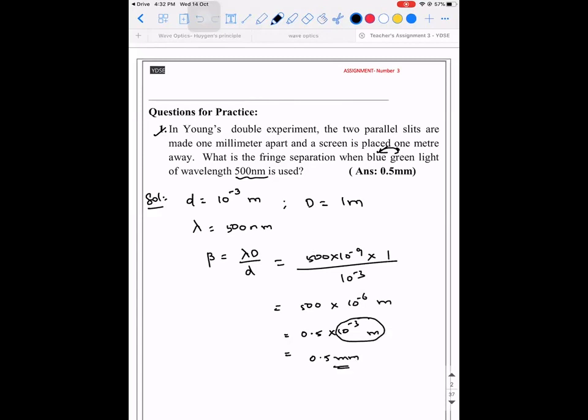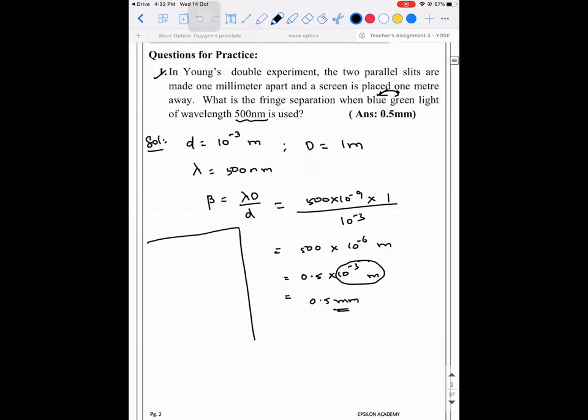Some more important points: in this question they have asked fringe width, but in different questions they might ask you different parameters. If the question is related to small d, they're asking you to find the distance between the slits, report the answer in terms of millimeter. Please make a note of it.